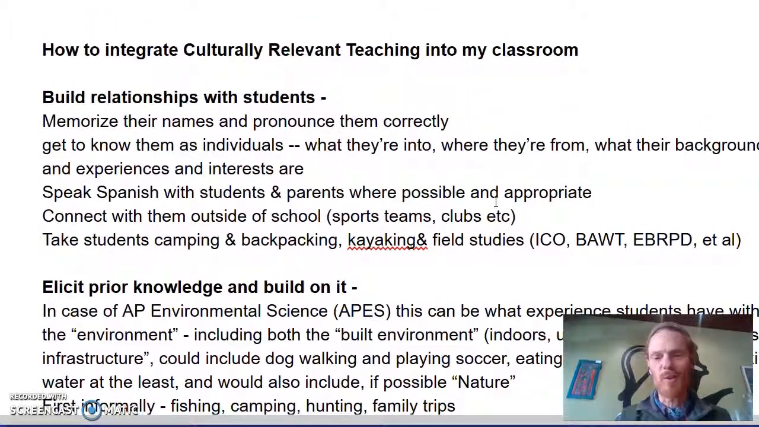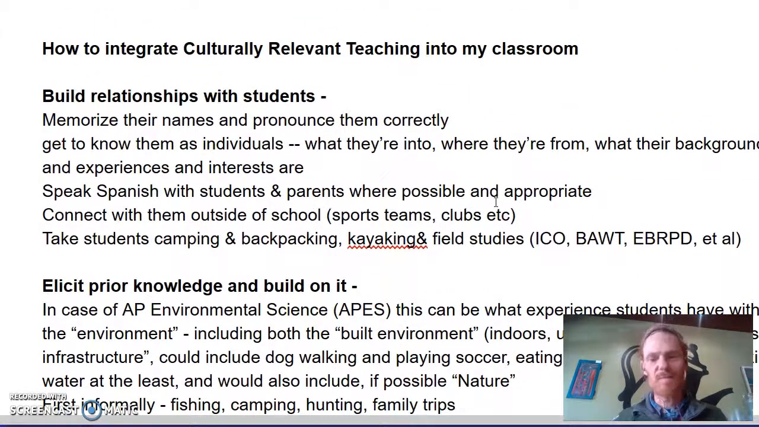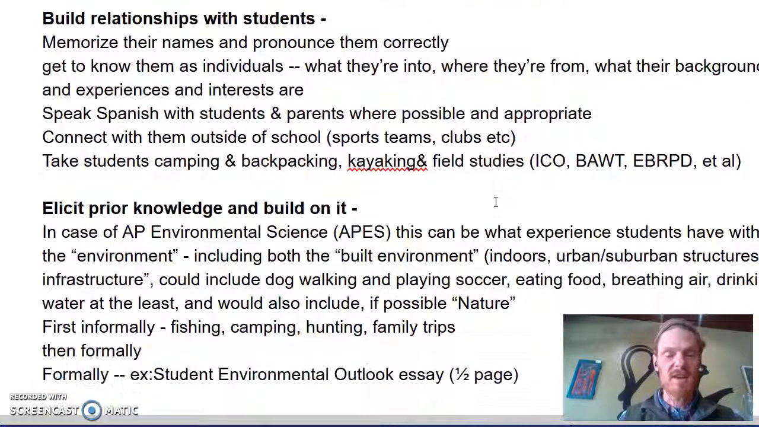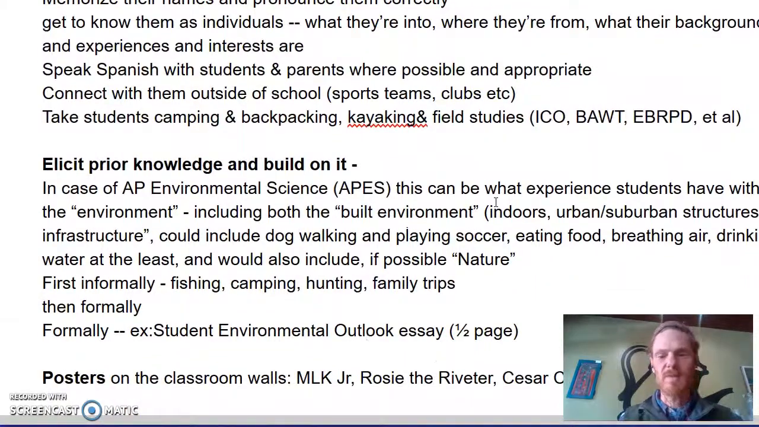Patrick with how to integrate culturally relevant teaching into my classroom. Of course, build relationships with students, memorize their names, learn how to pronounce them correctly, get to know them as individuals, what they're into, where they're from, what their backgrounds are. I speak Spanish, so where appropriate and possible, speak Spanish with parents and students, connect with them outside of school.